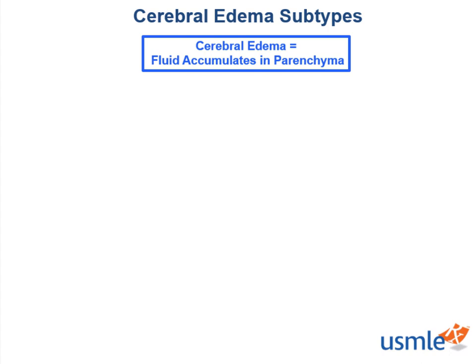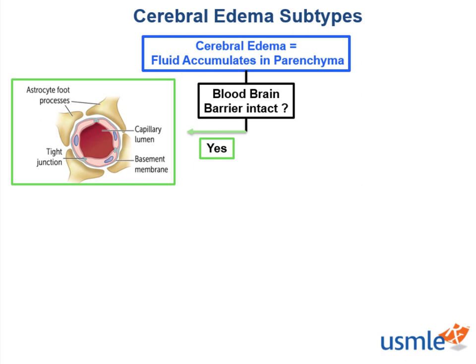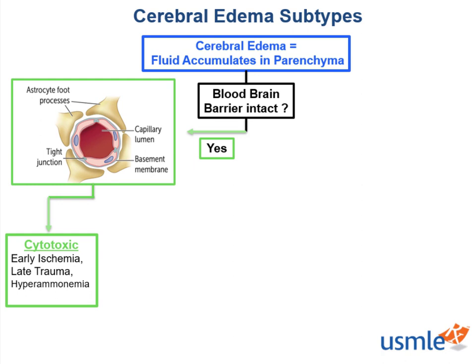Cerebral edema is defined as the accumulation of fluid in the parenchyma of the brain. Parenchyma refers to the functional portion of an organ compared to its structural framework or capsule. When approaching the types of cerebral edema, the first question to ask is whether the blood-brain barrier is intact. If the answer is yes, then subtypes of cerebral edema include cytotoxic causes, such as during the early phase of ischemia, the late phase of trauma, and when there is elevated levels of ammonia in the blood, such as in the setting of liver failure.